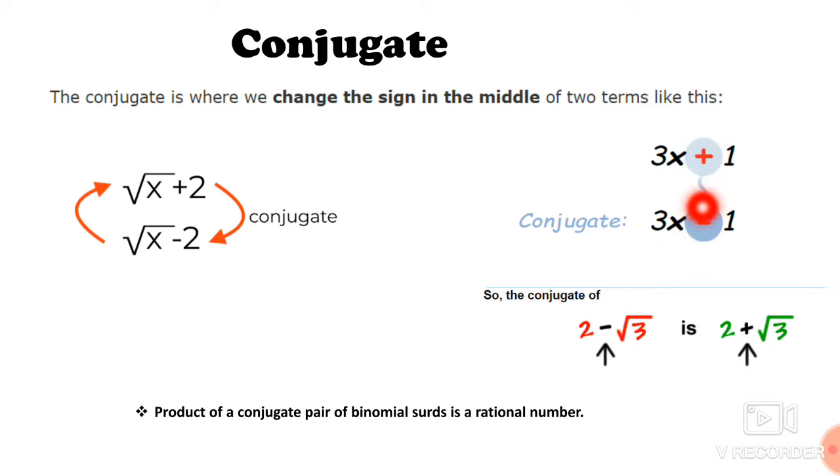Similarly, this is the conjugate pair of binomial surds, and this is a conjugate pair of binomial surds and its product is a rational number. If you multiply these two expressions, we will get a rational number.